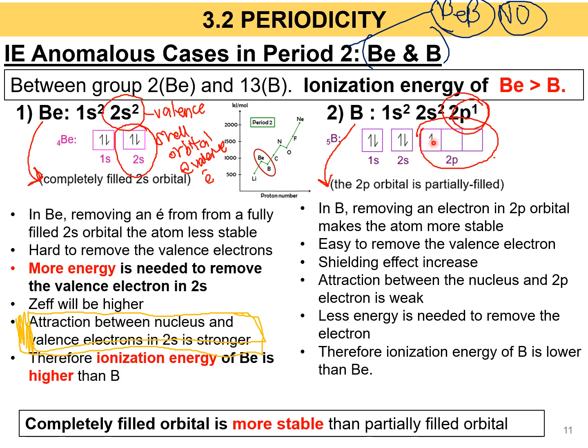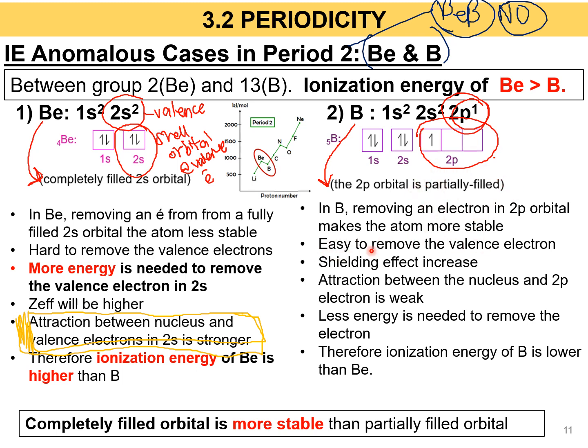Okay, because it wants to get rid of this. Once it gets rid of this one electron in 2p, it is easy to remove the valence electron. Because when you get rid of this one electron in 2p, the 2s becomes even more stable. Okay, that is why it is easy to remove the valence electron in a partially filled orbital.